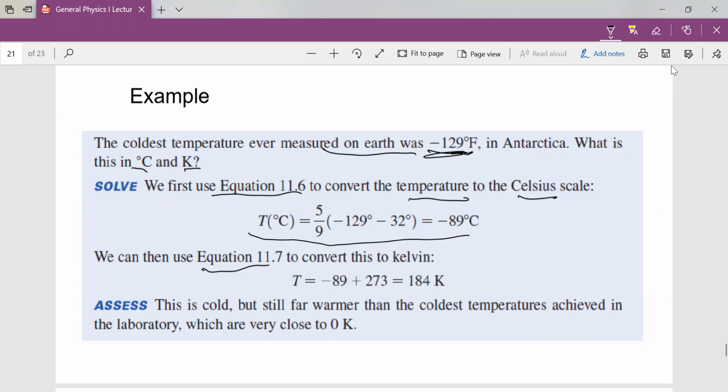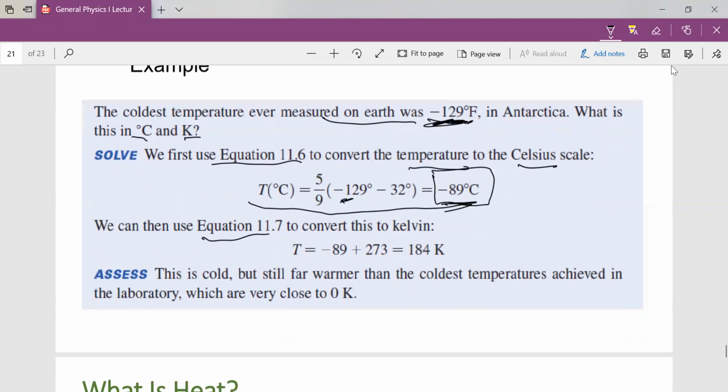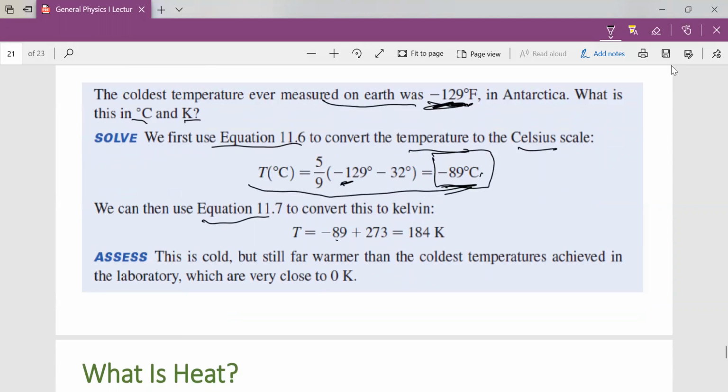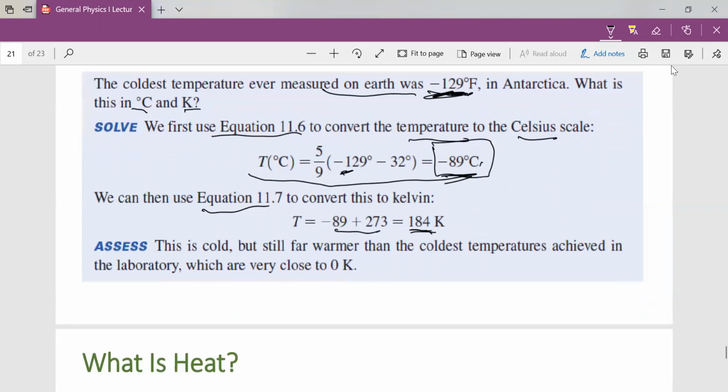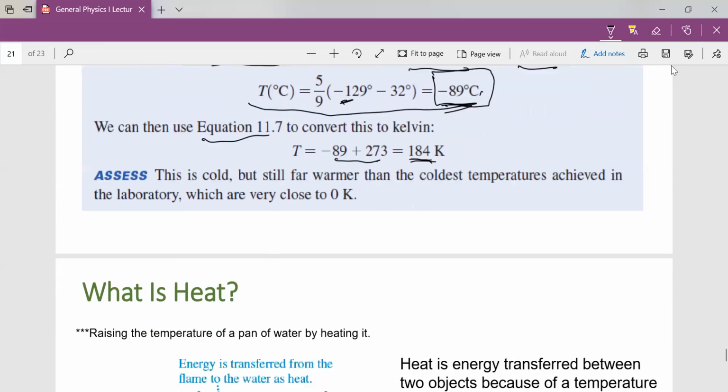So we use the conversion formula for Fahrenheit to Celsius, which is 5/9 times the value in Fahrenheit minus 32. So we obtain minus 89 degrees Celsius. To take this to Kelvin, we just add 273. So we'll have 184 Kelvin. So we can actually convert all the values from one to the other.